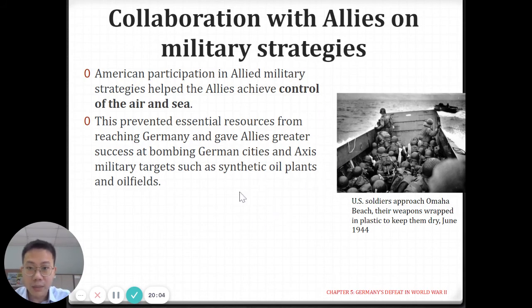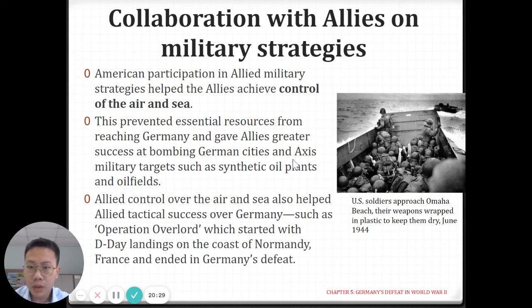Then also, as the example given down here, synthetic oil plants and oil fields. I think it's under the next factor. Okay, when Hitler actually made the mistake of consolidating all his particular resources on this Romanian oil field. And so you just have to target a particular oil field, bomb it, and yeah, you're halfway to winning the war.